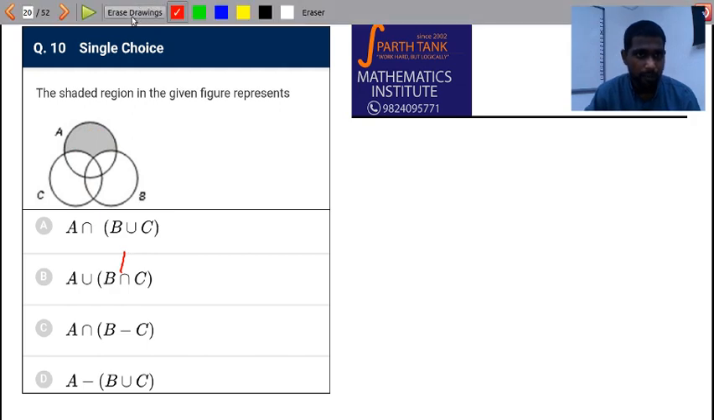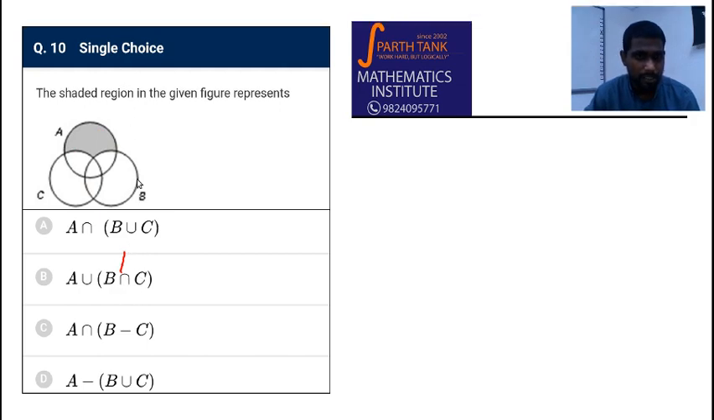Then we have A intersection B minus C. Now B minus C is this part. A intersection B minus C is only this part. So not that area. What about the last one? A minus B union C. A is the whole thing. B union C is this whole thing. When you subtract, you only get this part. So option D, A minus B union C, is correct.